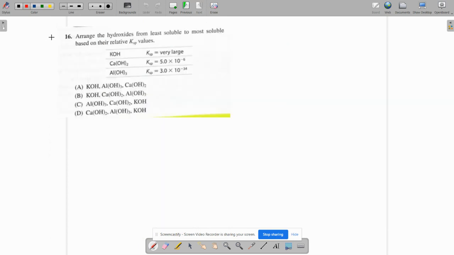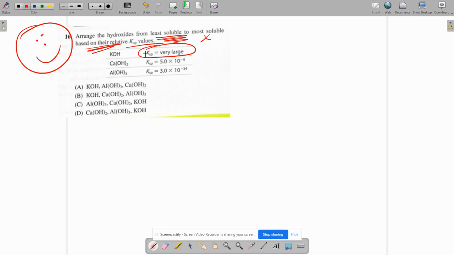All right, the last one. Woohoo! It says arrange the hydroxides from least soluble to most soluble based on their Ksps. So basically, we're asking you to solve for x. Of course, this guy's K value is very large, so this guy's going to be definitely most soluble. It says from least to most, so we're going to have to end with KOH. So these two choices are out.